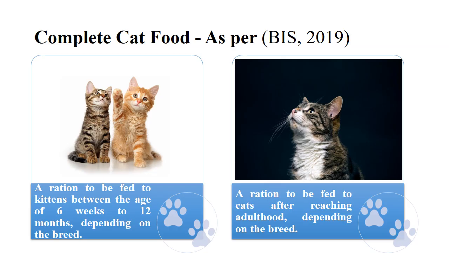Here about the complete cat food as per BIS 2019, they have given a ration to be fed to kittens between the age of 6 weeks to 12 months depending on the breed, and for the adult, after reaching adulthood, a specific ration to be fed depending on the breed. So there should be two specific pet foods separately for young and the adult, both in case of dogs and in case of cats.